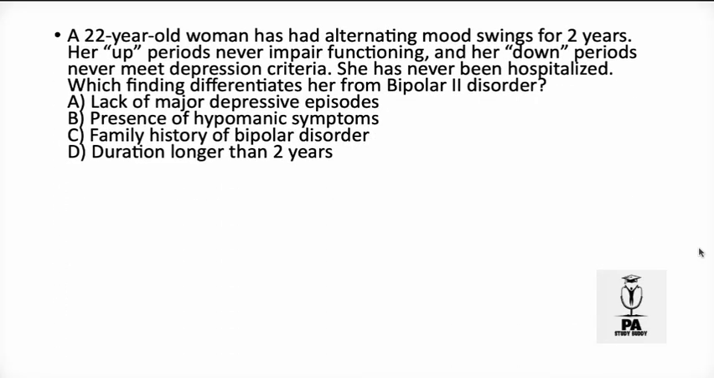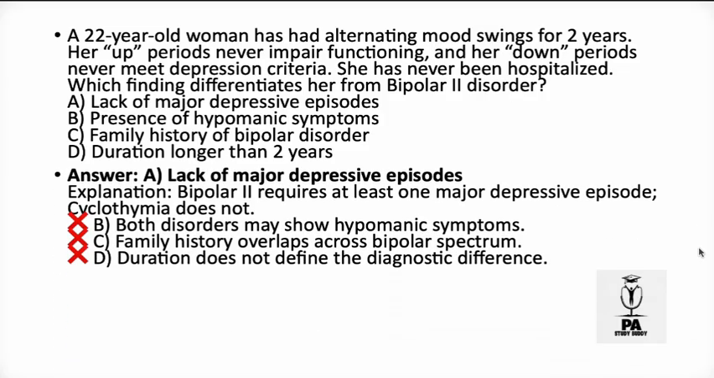Back to our question. So, in this person, what separates him from bipolar 2 disorder would be the lack of major depressive episodes. Bipolar 2 requires at least one major depressive episode, cyclothymia does not. B, presence of hypomanic symptoms. Both disorders may show some hypomanic symptoms. C, family history of bipolar disorder. Family history overlaps across the bipolar spectrum. And D, duration longer than 2 years. Duration does not define the diagnostic difference. So you can have somebody who's been dealing with bipolar 2 for years.